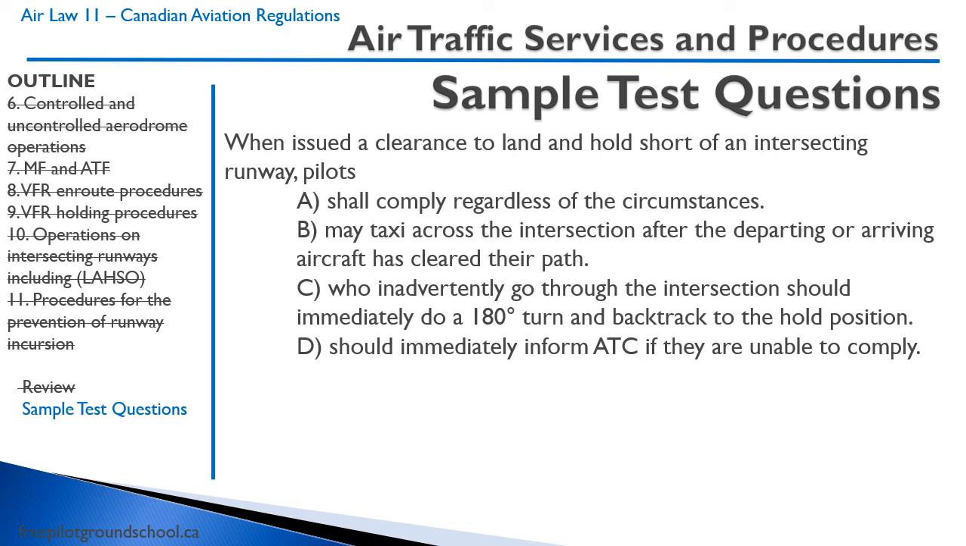B, may taxi across the intersection after the departing or arriving aircraft has cleared their path. No, remember, you always need a clearance to cross a runway from ATC. C, would inadvertently go back to the intersection to immediately do a 180 turn and backtrack onto the hold position. That kind of goes to, don't do anything that's going to scare air traffic control. Don't do that. D, should immediately inform ATC if they are unable to comply. That is the correct answer. If you can't do it, you just don't do it and you let ATC know.